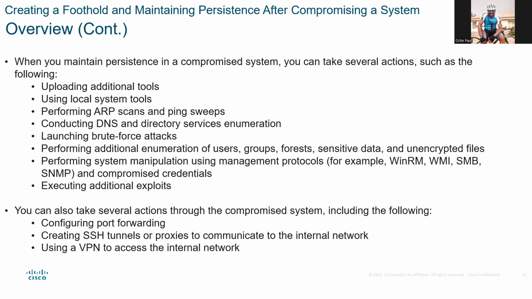active. Number 4, conducting DNS and directory services enumeration. So typically listing the DNS services that are available and how they work. Then launching brute force attacks and performing additional enumeration of users. That's like listing people who are within this place. Who are the potential people here, who can serve as potential compromise points or attack surfaces? Users that have been created on the system, groups, forests, sensitive data, and unencrypted files.